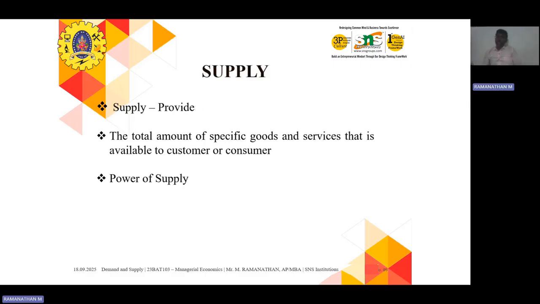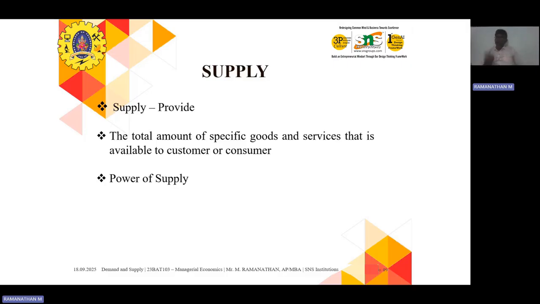Fine. So the next topic is supply. What is supply? In a word, supply is to provide. It is the total amount of specific goods and services that is available to the customer or consumer. Once the production gets over, how much is available for the customer or consumer to buy, the volume of goods or services, is the supply.